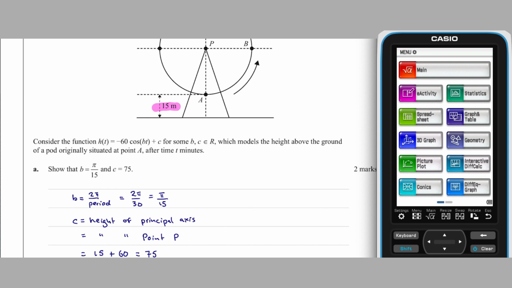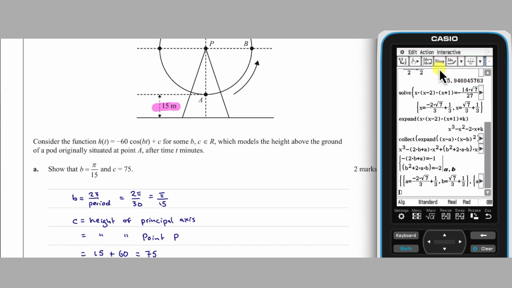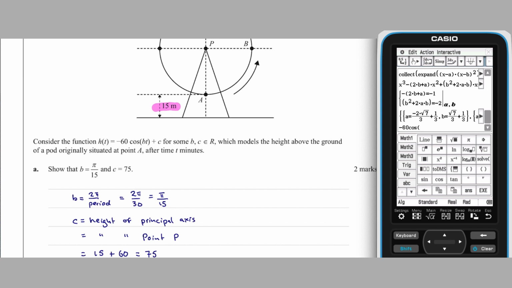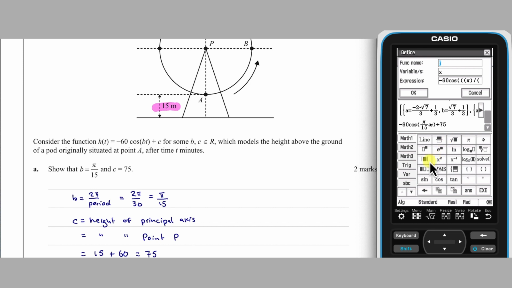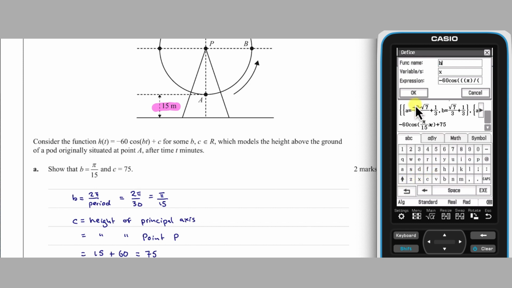Before I do Part B, I'm going to define h of t on my ClassPad, although I'm going to use x in place of t to save me trips to the variable keyboard. First, I'll enter the function's expression, using the negative key to start me off. And then I'll swipe, and from interactive choose define, naming my function as h.